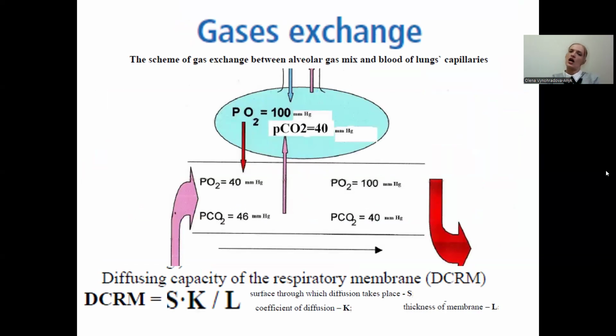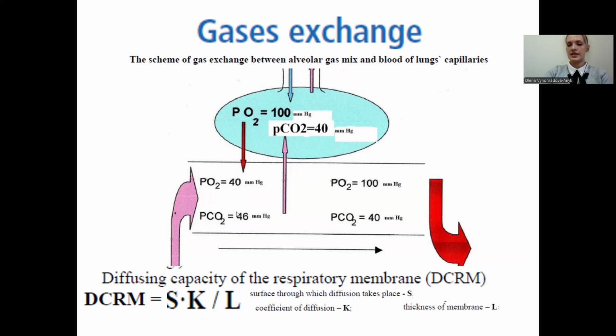Gas exchange, how is it going on? When oxygen moves to our alveoli, we calculate approximately that the partial pressure of oxygen should be nearly 100 millimeters Hg. At the same time, in our blood, of course, we have a lower partial pressure of oxygen. It will be nearly 40 millimeters Hg.